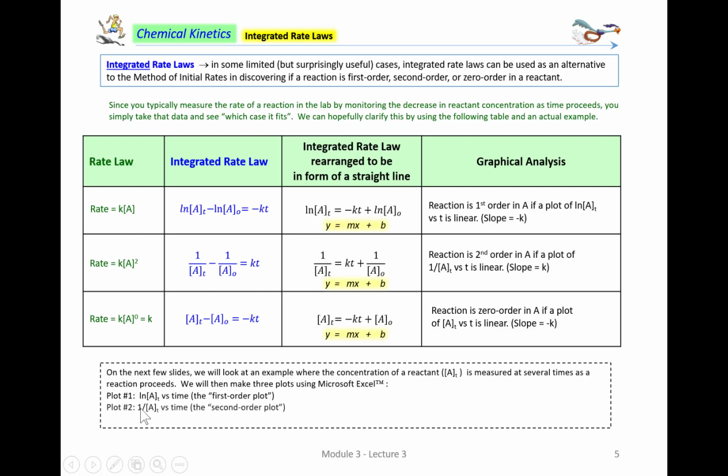The second plot will take the same data, but instead of ln of A versus time, we'll plot 1 over A at t versus time to test to see if it's second order, whether that's a straight line. And in plot number 3, we'll plot the concentration of A versus time. Again, we can make an educated guess as to whether the reaction is truly first, second, or zero order in reactant A by which of these plots best fits a straight line relationship. Again, we're doing this if we want to avoid using the method of initial rates to find out what the rate law is for a reaction.